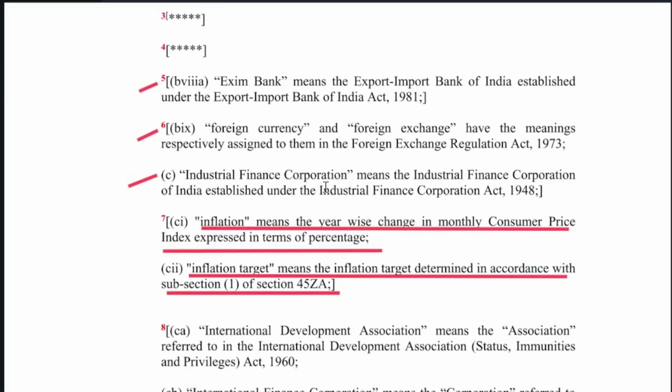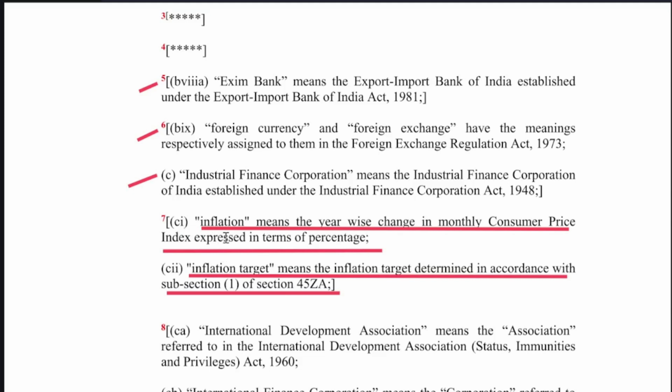Industrial Finance Corporation means that organization which has been incorporated and established under the Industrial Finance Corporation Act 1948. Now this definition is important. Inflation, what is meant by inflation?